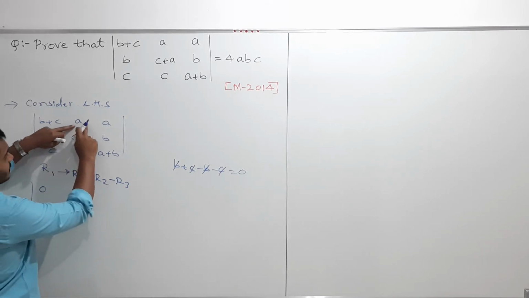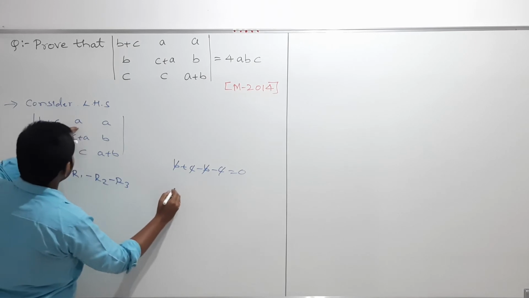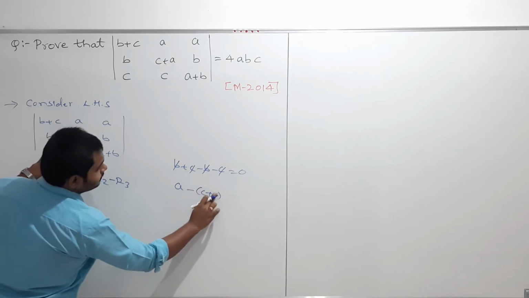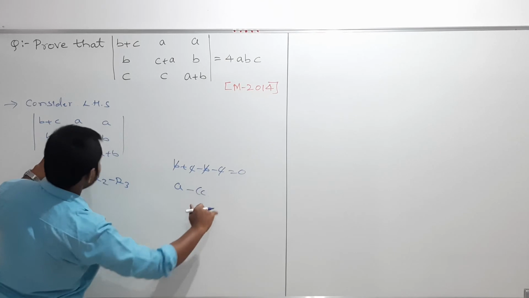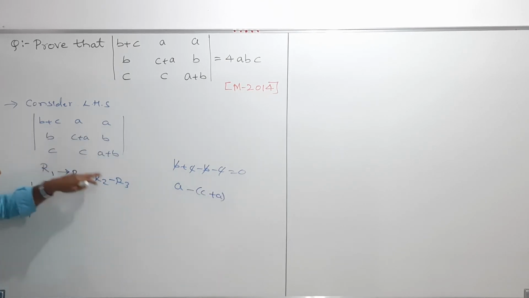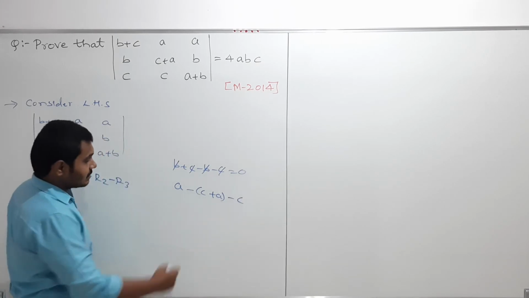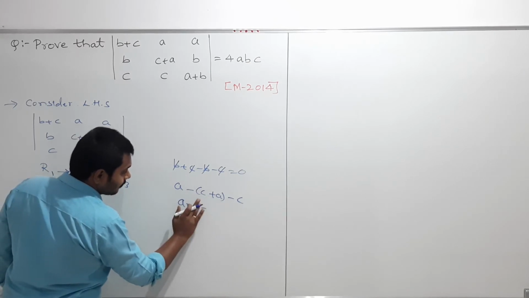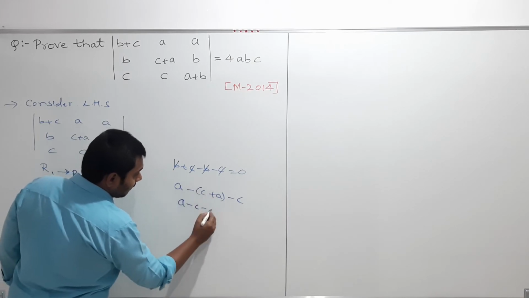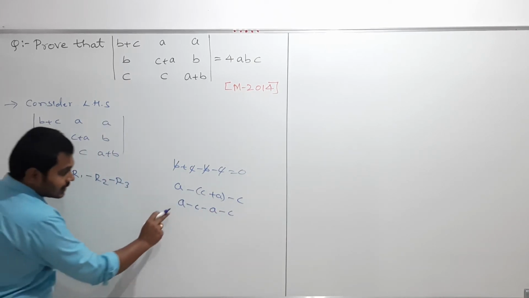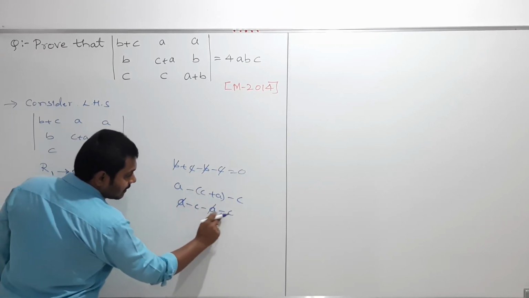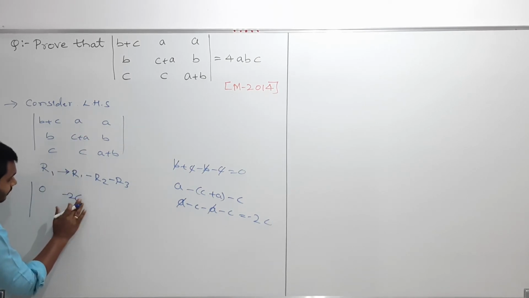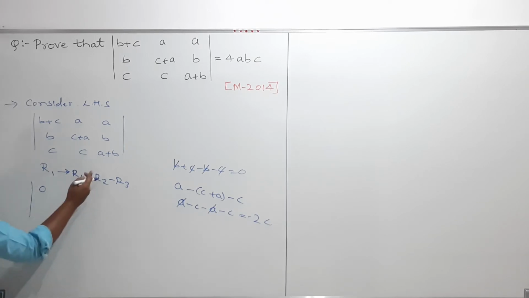Therefore in this place I will get 0. Next, my dear students, again this element of row 1. What is the row 1 I had? Row 1 is A minus this element C plus A, minus the row 3 element minus C. I can simplify this. A, take this minus inside: minus C plus minus A minus C. So plus A minus A gets cancelled, minus C minus C is minus 2C. So in this place I will write minus 2C. Clear? Because I am applying this operation.